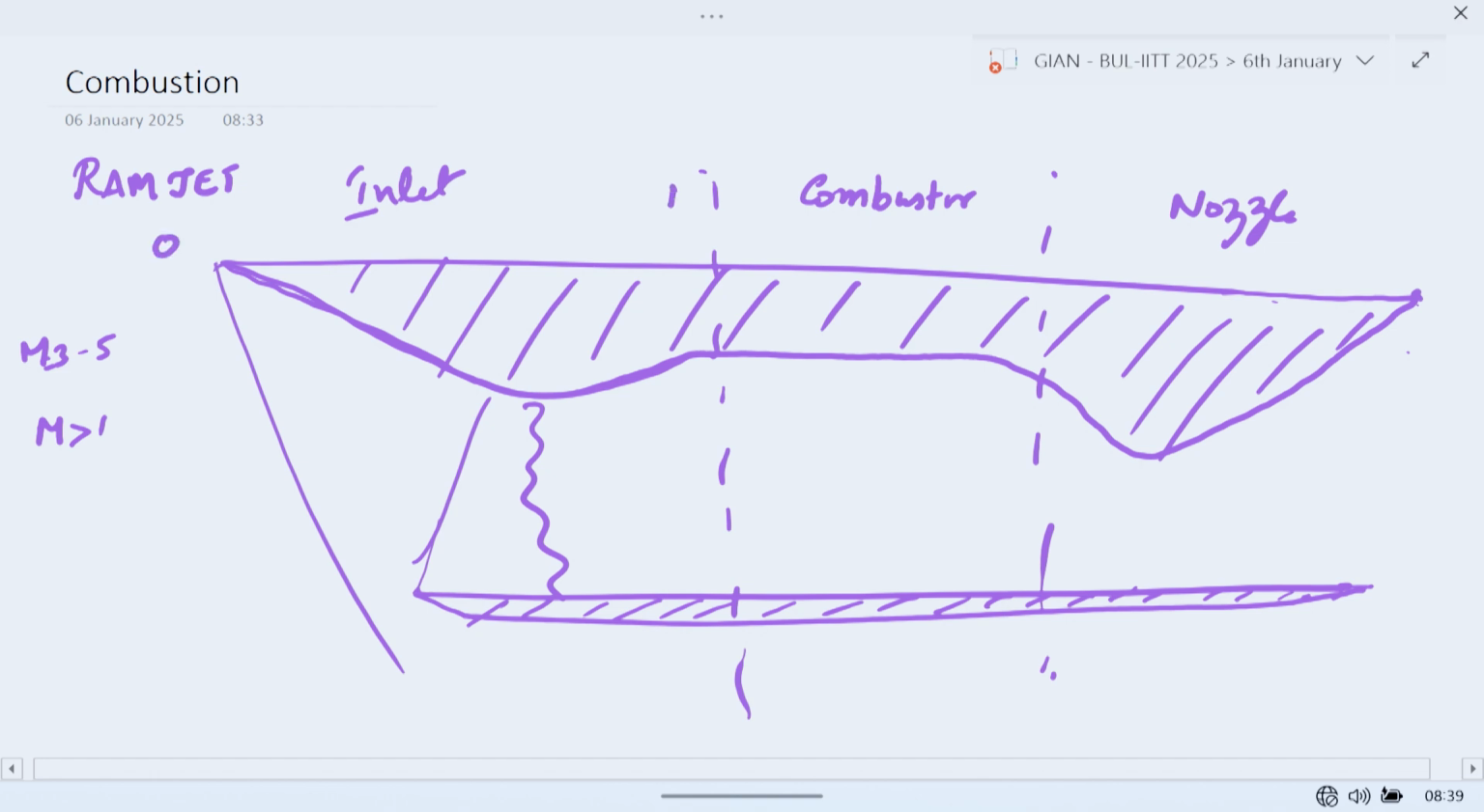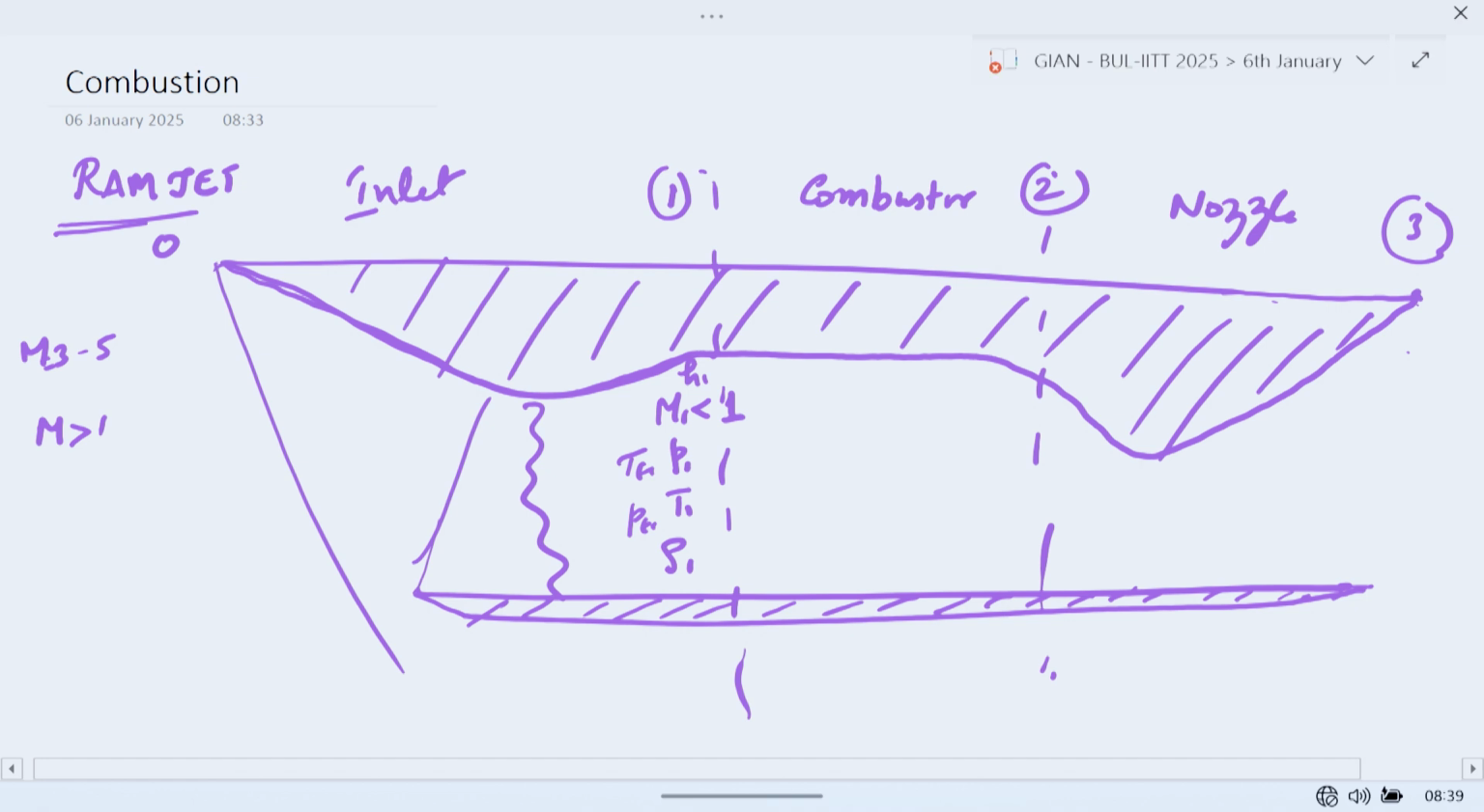What we are going to look at here is, if this is at 0, this is 1, this is 2, this is 3, the charge that enters into the combustor at 1, M1, will be less than 1 in a ramjet engine. So combustion takes place under subsonic conditions here. The pressure will be P1, the temperature T1, density ρ1, enthalpy H1, the total temperature TT1, and the total pressure PT1. These are the properties that enter into the combustor.